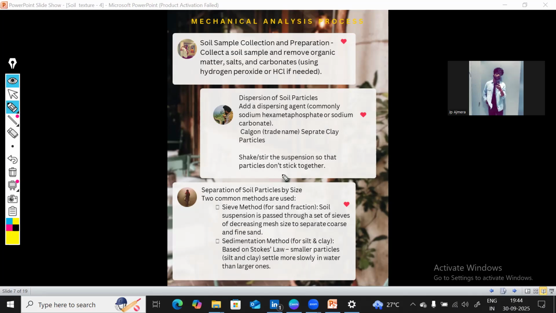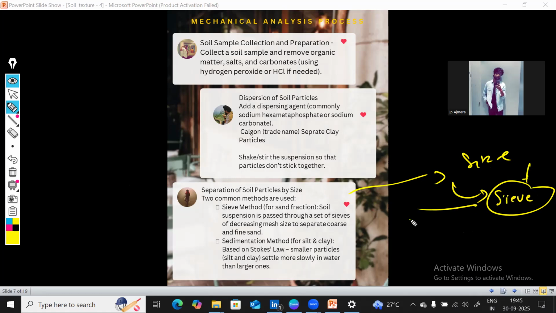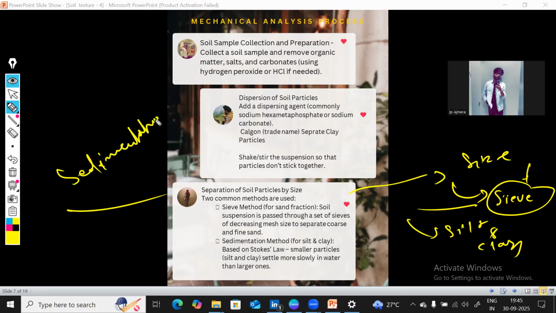Then in suspension, particles don't stick together. Separation of soil particles by size: we do it by two common methods. If the size is bigger, then we use the sieve method. We use a mesh and we sieve the sand or soil with this. And the other method, if the particles are silt and clay, then we use sedimentation, which we learned earlier.